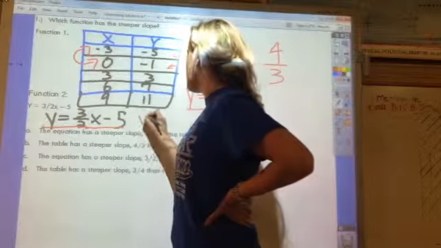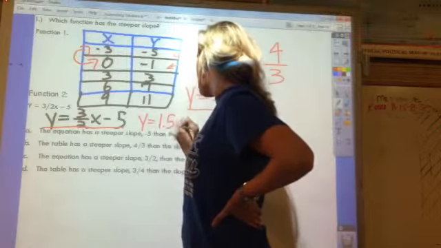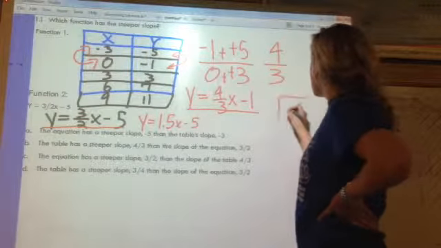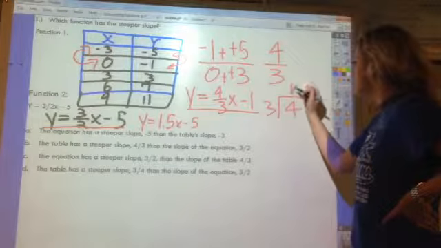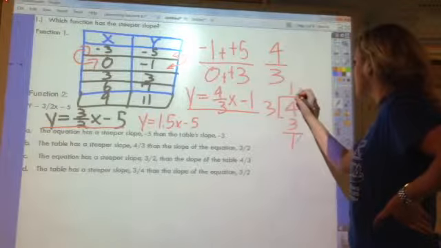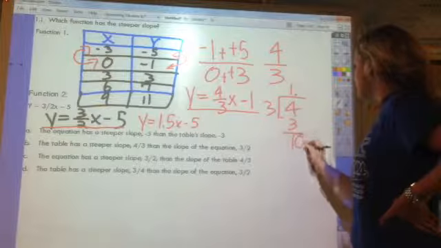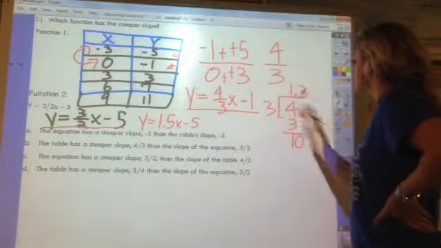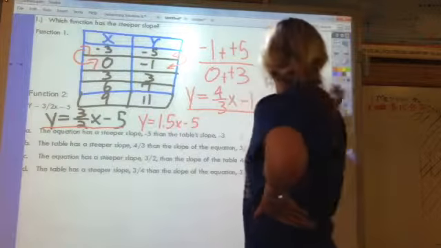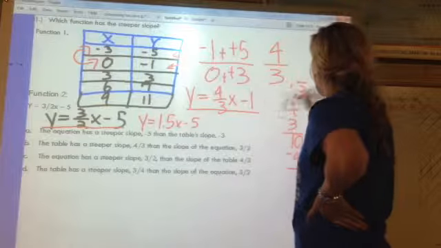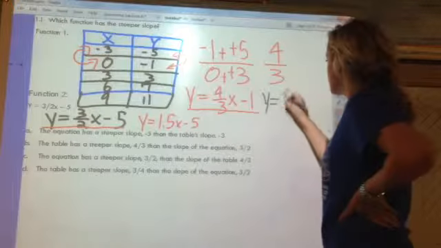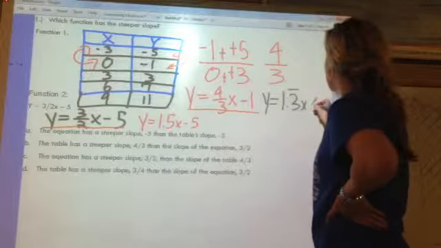Well, I know off the top of my head that 3/2 is 1.5x minus 5. But I'm going to go ahead and divide out 4/3. So top goes in, bottom goes out. 3 goes into 4 one time. 1 times 3 is 3. 4 minus 3 is 1. 3 does not go into 1, so I'll put a decimal. Then I can add a 0. 3 goes into 10 3 times. 3 times 3 is going to leave me with 9. I can say that this is going to be 1.3 repeating. So for function 1, if I turn 4/3 into a decimal, my equation will be y equals 1.3 repeating x minus 1.